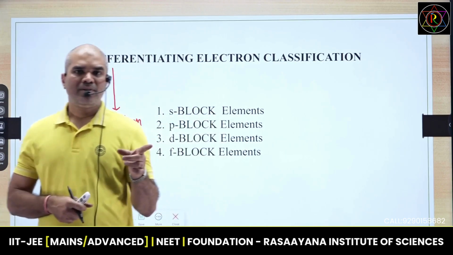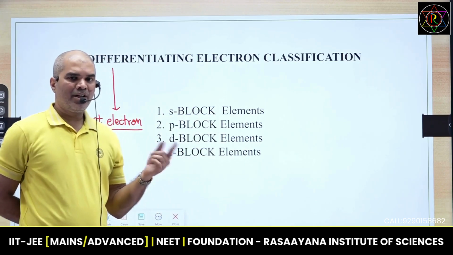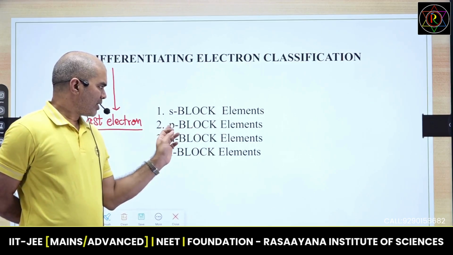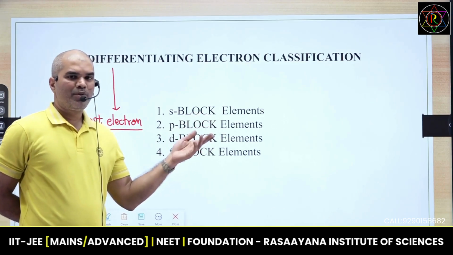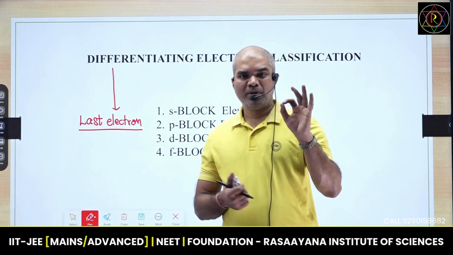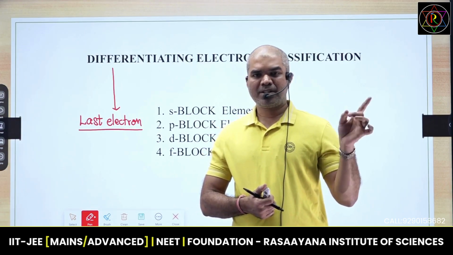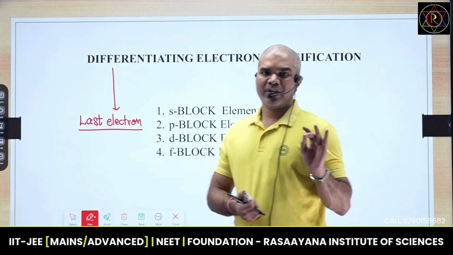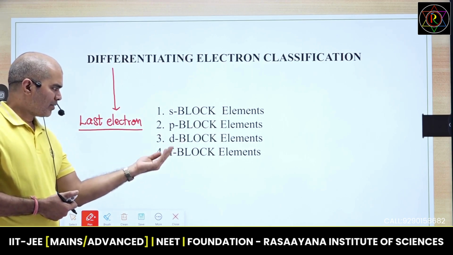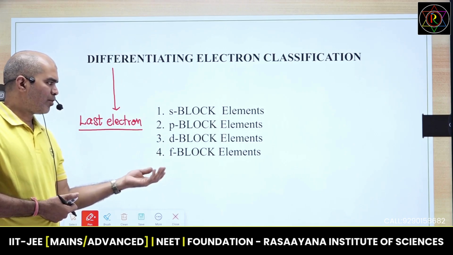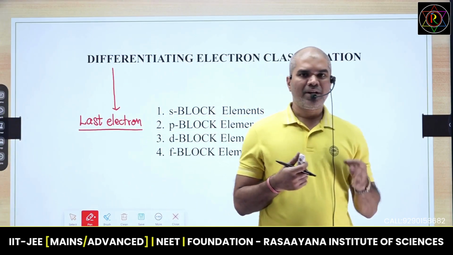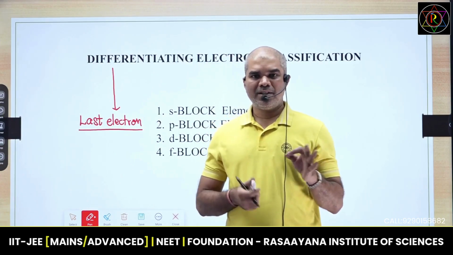So if the last electron, which is the differentiating electron, is entering into s orbital, I call it an s block element. If the differentiating electron is entering into p orbital, suppose I take oxygen, 1s2, 2s2, 2p4. The last electron is filling 2p1, 2p2, 2p3, 2p4, into the p subshell. Therefore we call it a p block element. And if the last electron is filling into d orbital, d block, and if it is filling into f orbital, we call it f block elements. Very simple. Which orbital is the last electron, the differentiating electron, entering into? Based on that, this classification has been given.